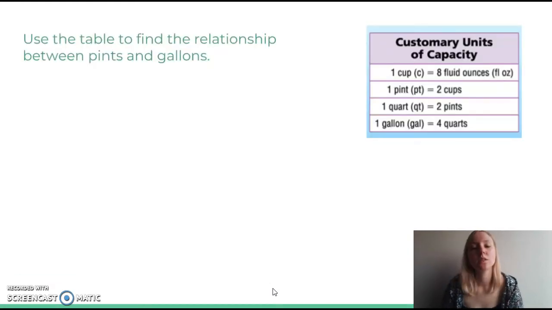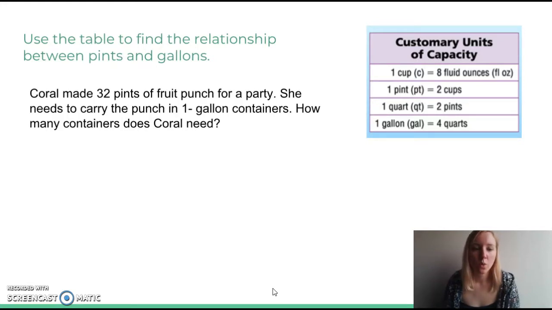Alright, now we're going to use the table right above to find the relationship between pints and gallons. So if you look at the chart, which I will leave on the page for reference, 1 cup equals 8 fluid ounces, 1 pint equals 2 cups, 1 quart equals 2 pints, and 1 gallon equals 4 quarts. So Coral made 32 pints of fruit punch for a party. She needs to carry the punch in 1 gallon containers. How many containers does Coral need?